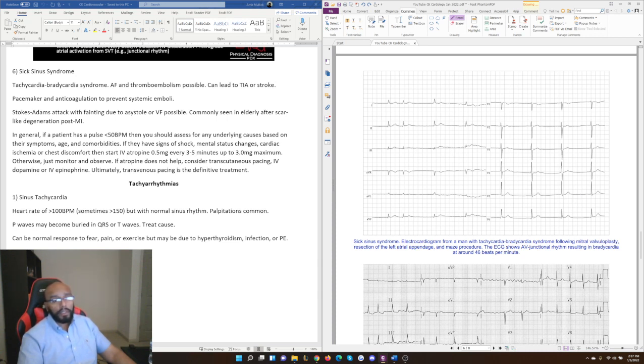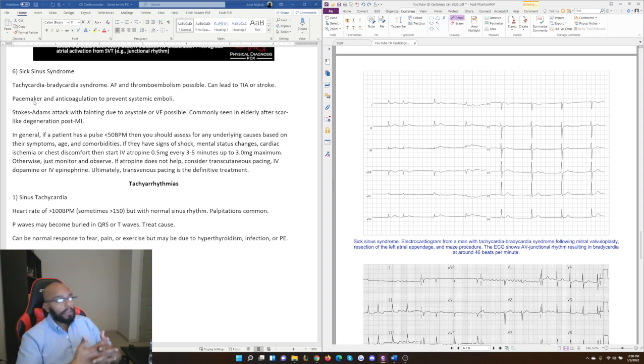You're going to get a patient who's maybe just had an MI, has a couple of other heart conditions, not really doing that well in terms of health, has other comorbidities like diabetes and hypertension, and you're going to have to figure out how you're going to help them. But again, not always the easiest thing. The most common type of sick sinus syndrome is tachycardia-bradycardia syndrome, which has atrial fibrillation and thromboembolism possible. Can lead to a transient ischemic attack or stroke. Pacemaker and anticoagulation will be necessary to prevent systemic emboli.